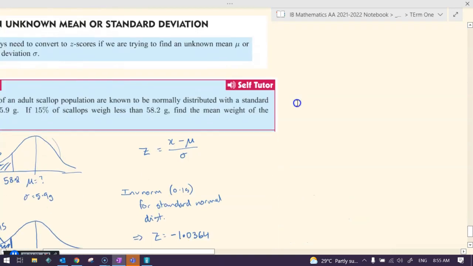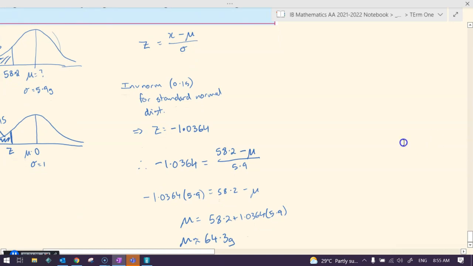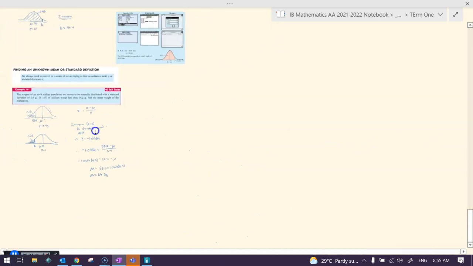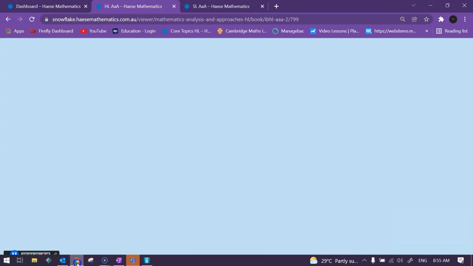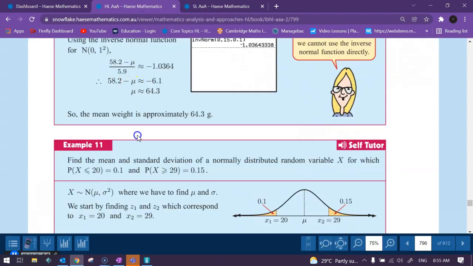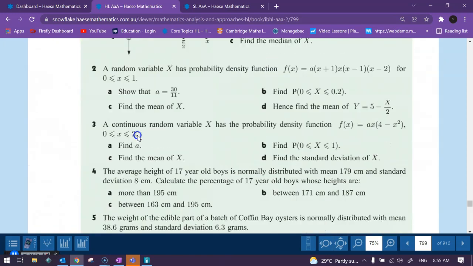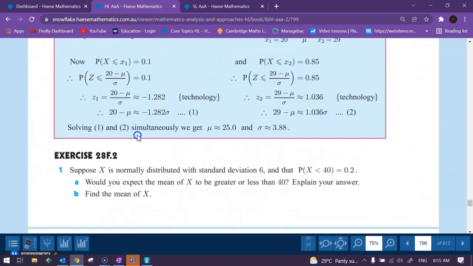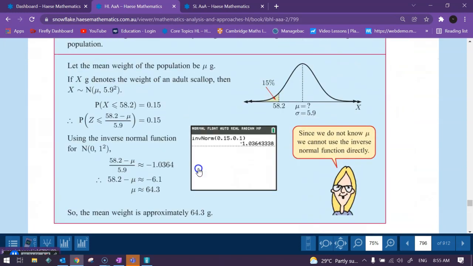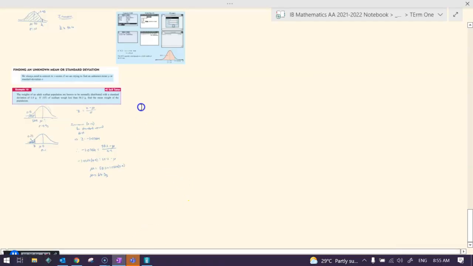I thought I included a little image of the results, so that's okay. We'll go over here and see it in the actual book. You'll be able to find it as well. Where did I have that example question? Oh, there we go, 64.3 grams. So you can see how easy those calculations are.